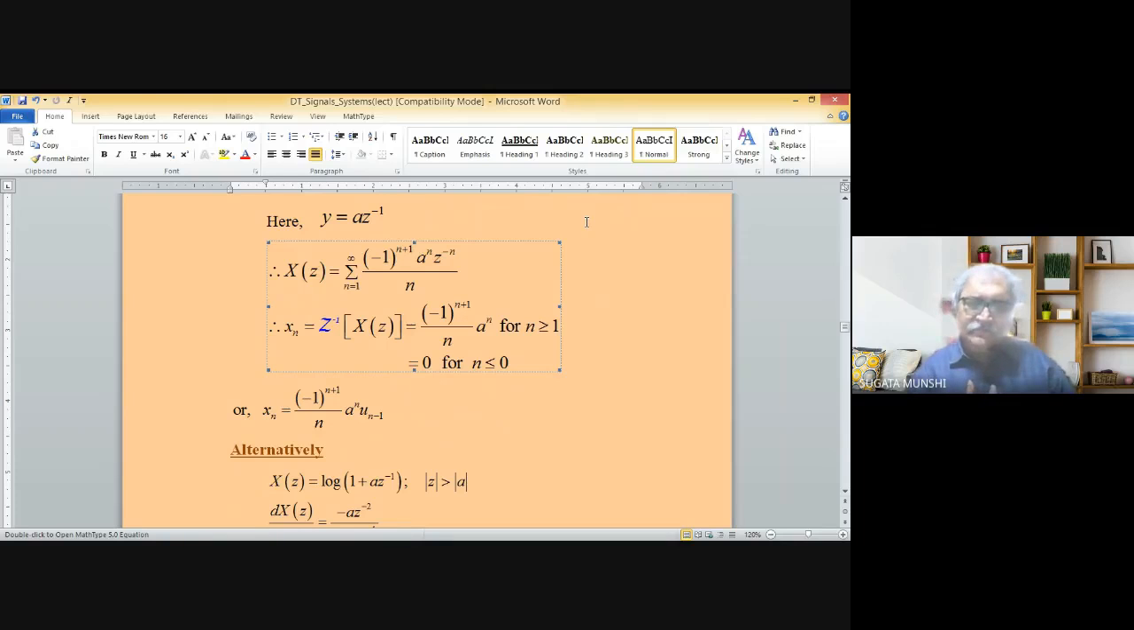There is an alternative method also that we'll consider next. You can either carry out an infinite series expansion, or you may use some property of Z transform. When you express it in terms of power series, we say that you are obtaining the inverse Z transform from first principles. That is the language that is used.